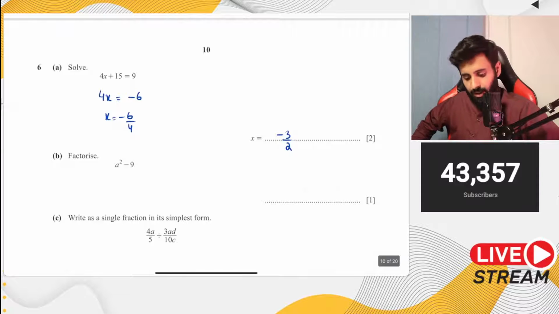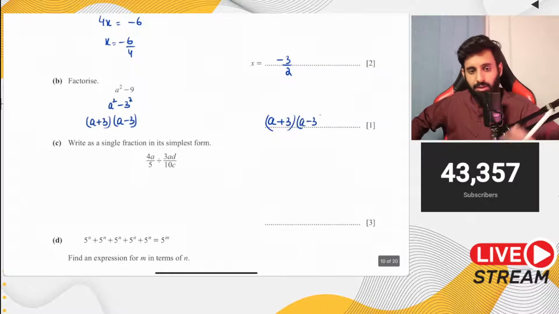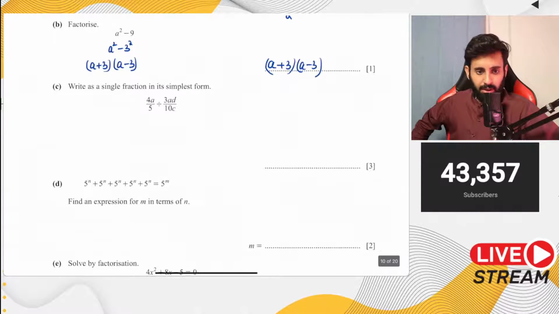There you go. Factorize a squared minus 9. So this is the identity a plus b, a minus b, which means a plus 3 into a minus 3. When can you use the identity? You can use this identity when you have two perfect squares that are being subtracted. You can't just use this identity whenever you want. It's only when you have two perfect squares with a minus sign.